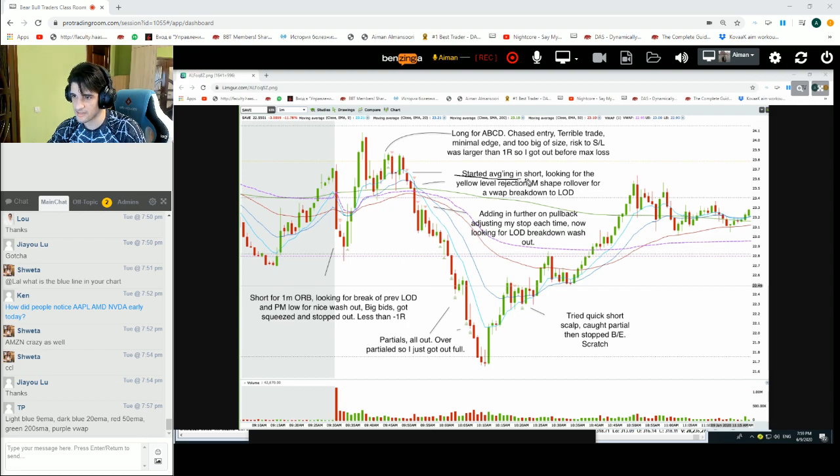Then you started averaging in a short, looking for a yellow level rejection. So this was a daily level right there. It was breaking it up but chopping around it. It couldn't make a new high. You could see that this was the high of the day. First of all, this was the high of the day. It broke the high of the day, but not with a huge move. Came back down into the range, broke the high of the day one more time, but couldn't make it to the high of the day. Broke this level right here, but couldn't make it to the high of the day.